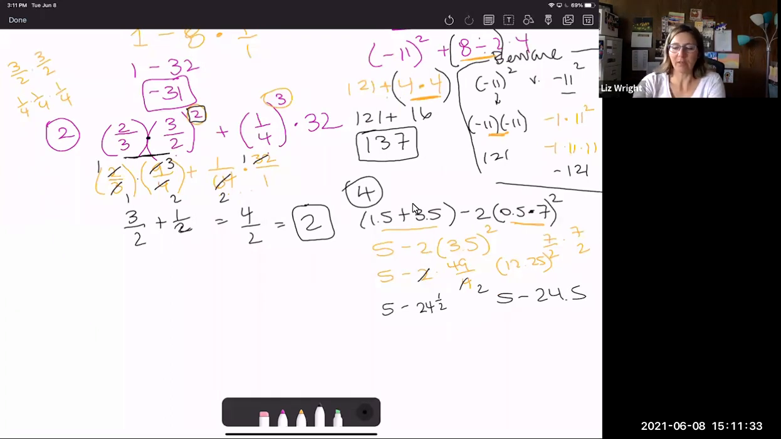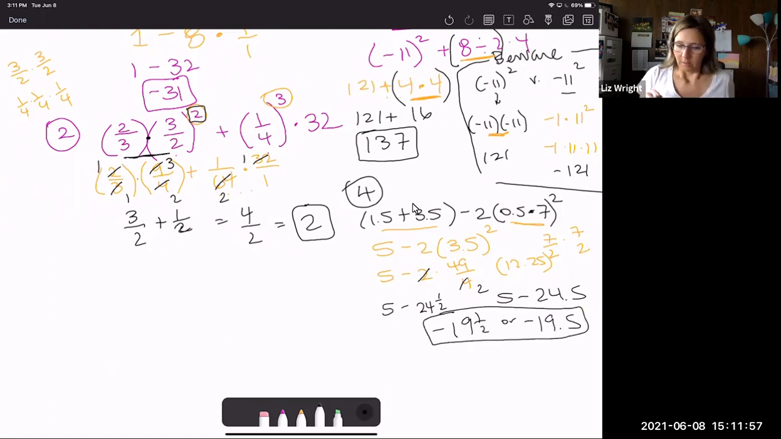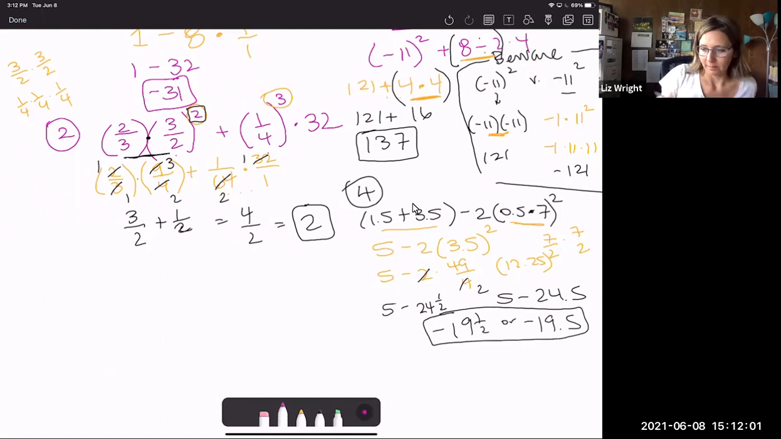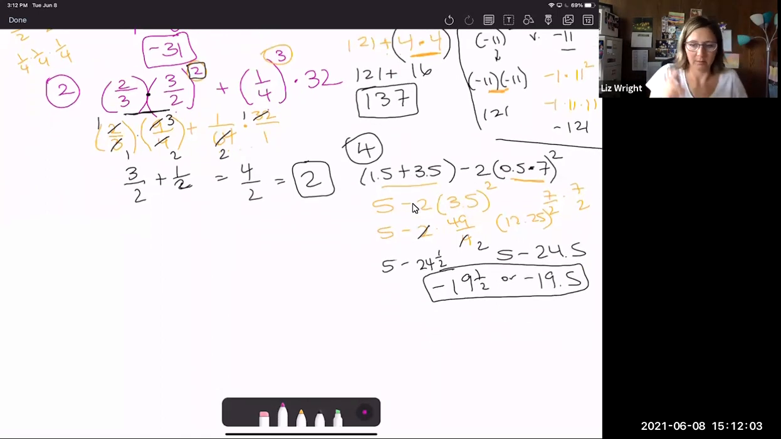And so again, you could either do it in your calculator. You could say, what's 24.5 minus 5? And what should you end up getting? Our final answer for that one is going to be negative 19 and 1/2, or you could do negative 19.5. Either way. Okay, let's do number 5. Sorry, I kind of jumbled my way through that one.